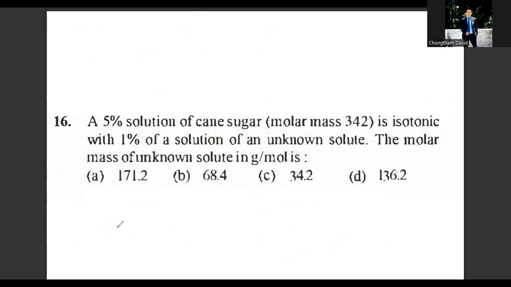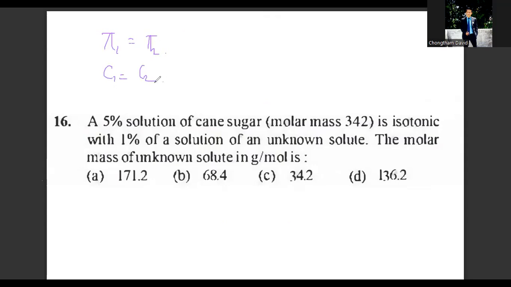If a 5% solution of sugarcane, with molar mass 342, is isotonic with 1% of a solution of an unknown solute, the molar mass of the unknown solute in gram per mole is? For an isotonic solution, you have equal osmotic pressure. This is the isotonic condition, pi 1 equals pi 2. That means the concentration would be the same.